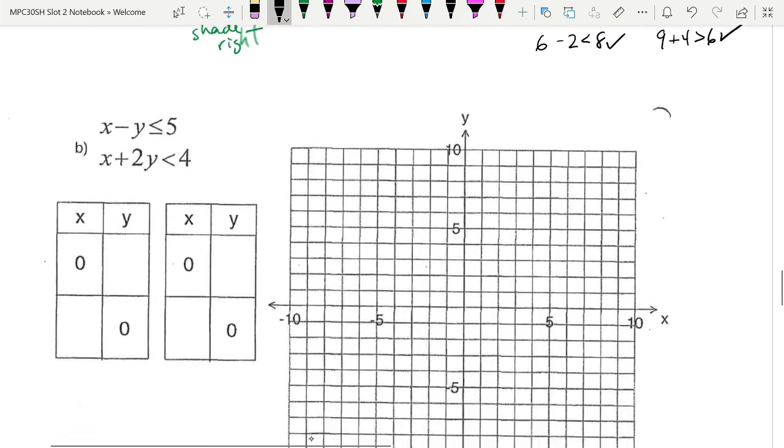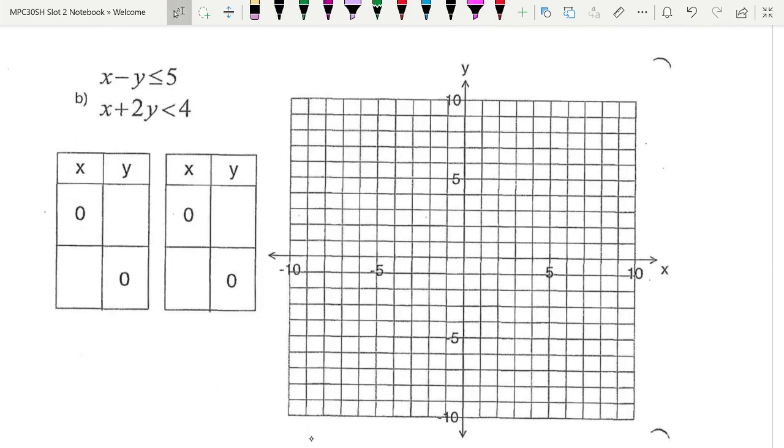All right, let's try this one. Once again, we're giving you pretty easy things to graph where we can just use intercepts because the coefficients are factors of the constant. So once again, I'll do blue and green. This guy's going to be blue. So x minus y is less than or equal to 5. When x is 0, y is negative 5. And when y is 0, x is 5. So 0 over 5 down is here, and 5 over 0 up is here.